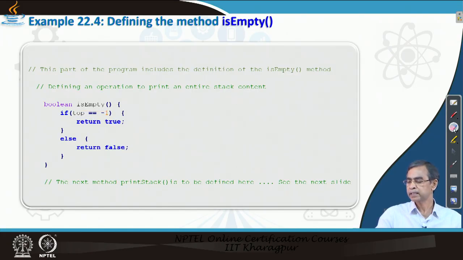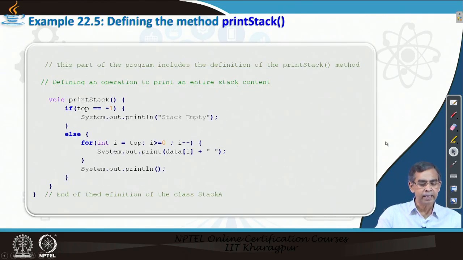Our next operation is print stack, which prints the entire stack. It is very simple, it is a method that prints the whole array, because the stack is an array here. So, this print stack method is declared here. This is the body, and as this method does not return anything, it is void.